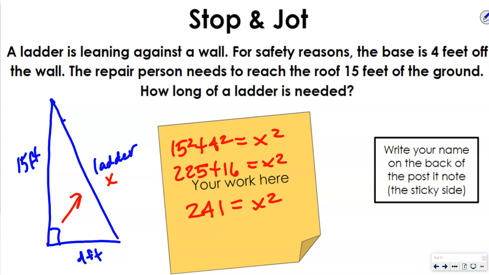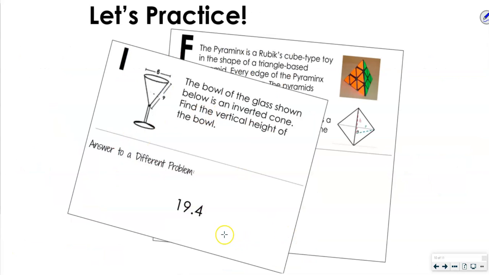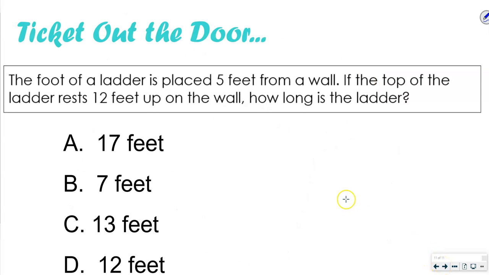So once again, take the square root of both sides. So x is going to be equal to, and this one doesn't say how far, but I'm going to round it to the tenth. How about that? So 15.5 feet. Okay, so we're doing an activity after this. I will post that, so if you guys want to work on it, you can. And then here's our ticket out the door.